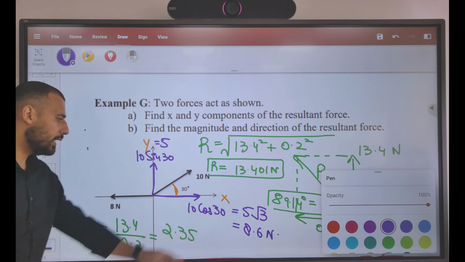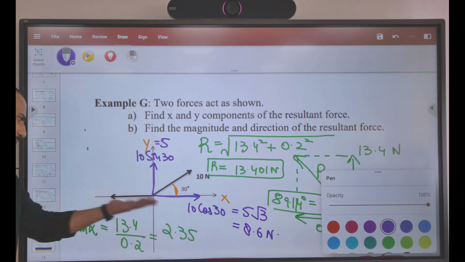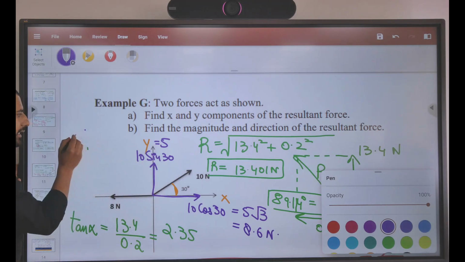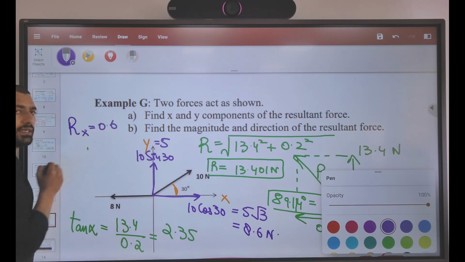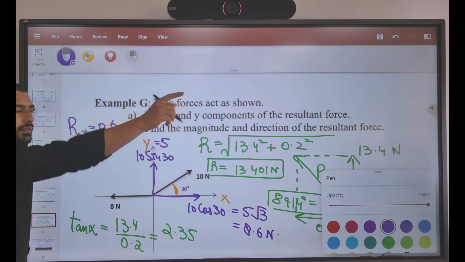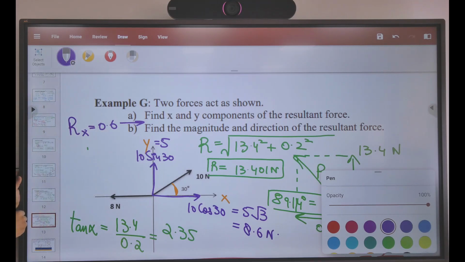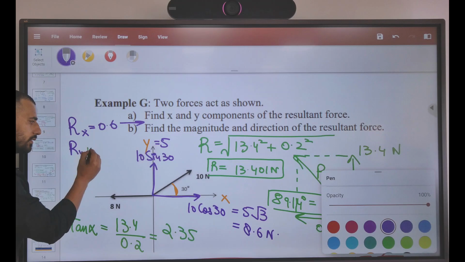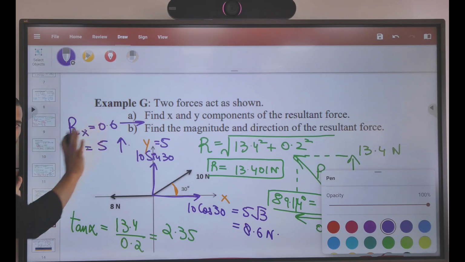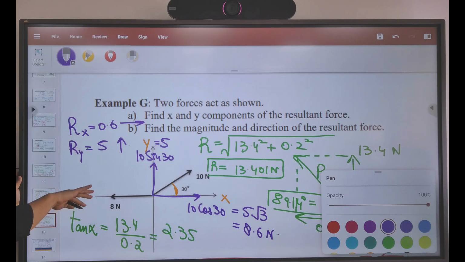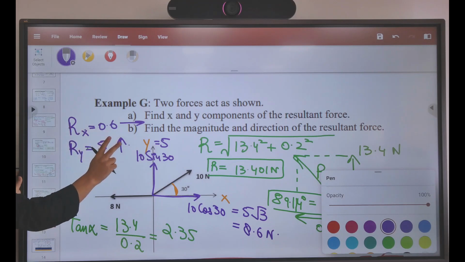So, which is more? 8.6 or 8? 8.6 is more. So, it means net x, the resultant along x is 0.6, isn't it? Towards right. Is that right? What about y direction? Only 5 newtons and it is up. Is that right? Now you got the two components. Draw a new diagram, show these two components and find the resultant. Is that fine? So we have to show two arrows. One is up, which is 5, and one is towards right, which is 0.6.